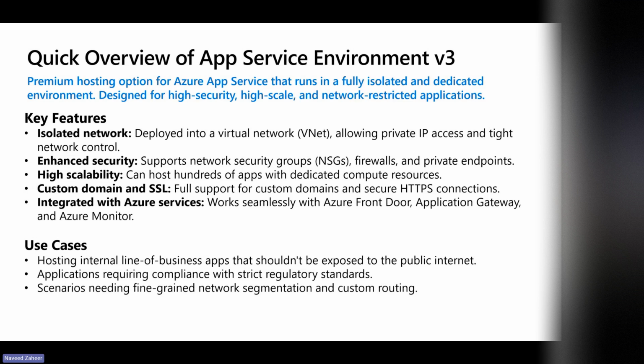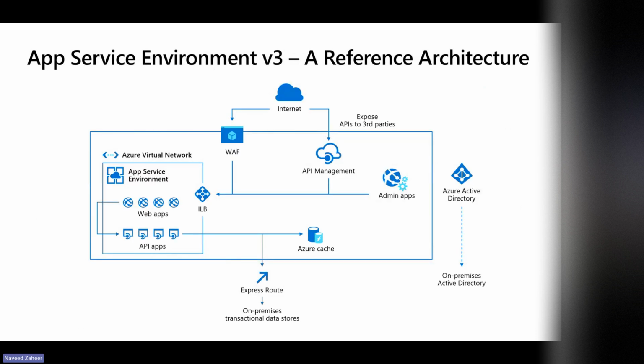Okay, so that's a quick overview of app service v3, and this is an app service environment reference architecture. I'm sure you have seen it many times. In Azure, you have a virtual network, then you deploy an app service environment v3 in it. Normally we just say app service environment because v3 is pretty much ignored. But anyways, this is version 3 of it. So I may call it app service environment or app service environment v3. I mean the same thing.